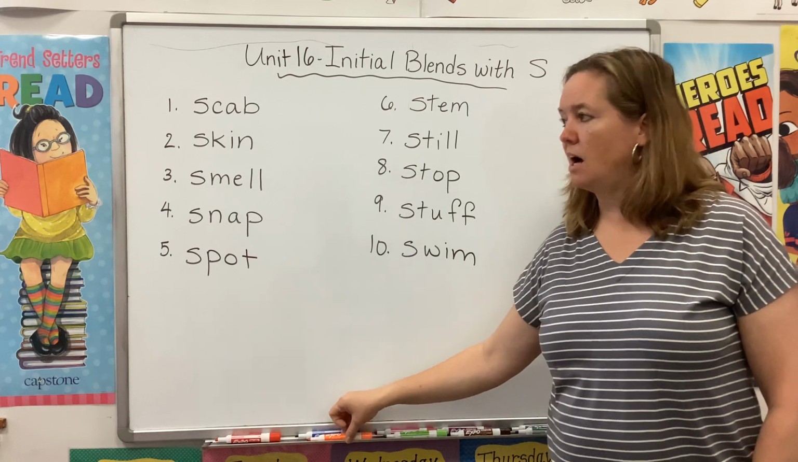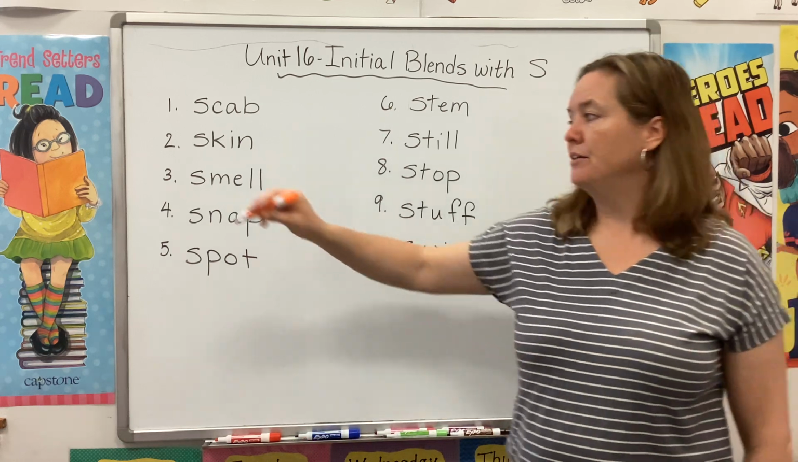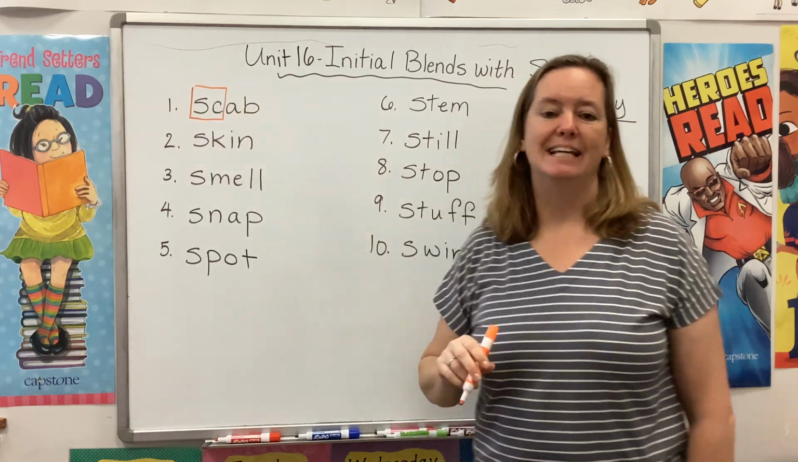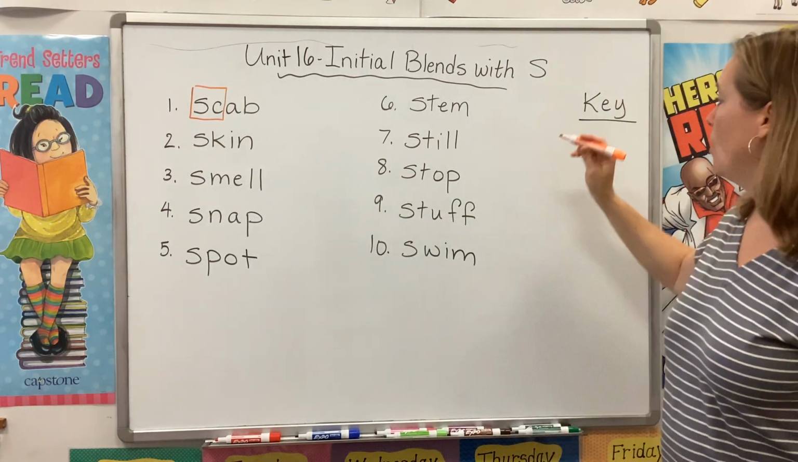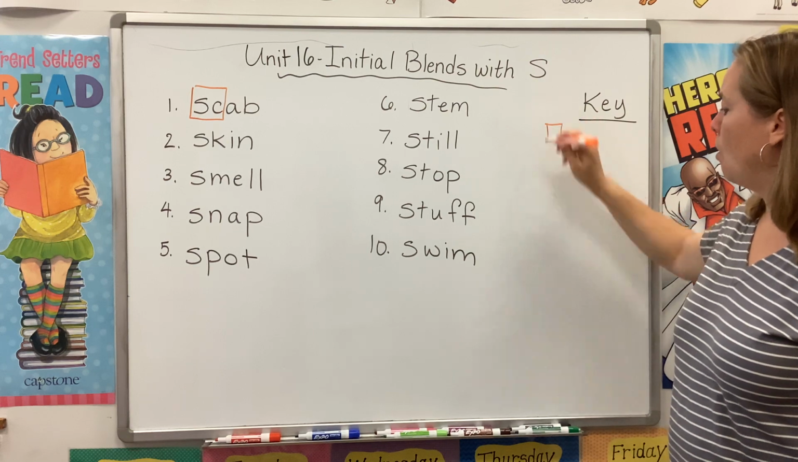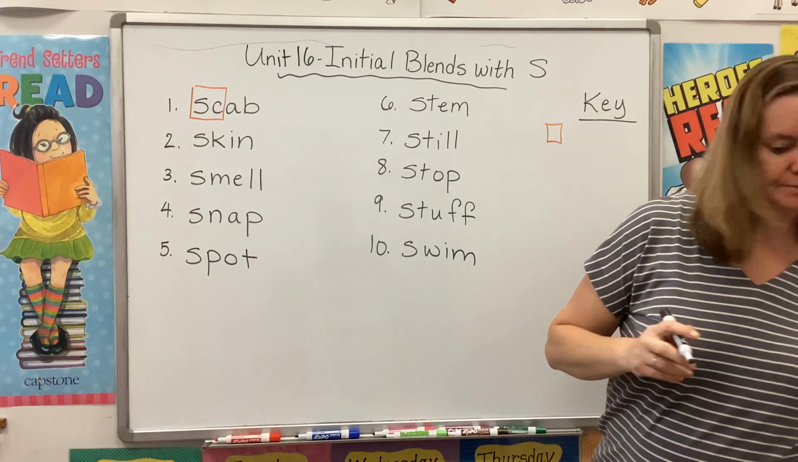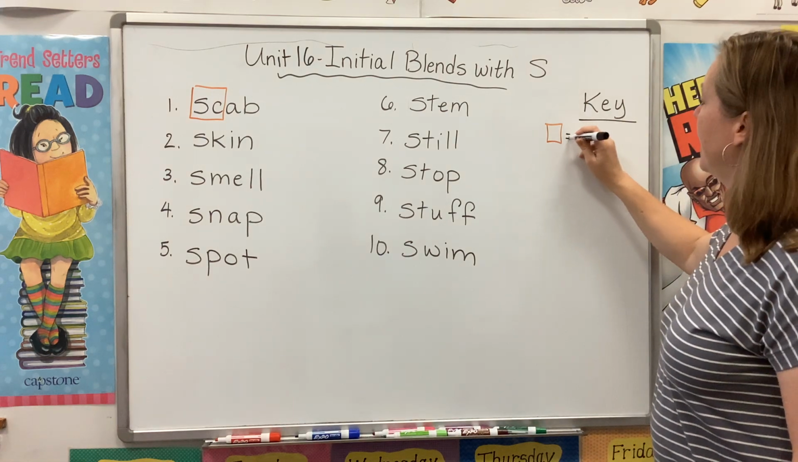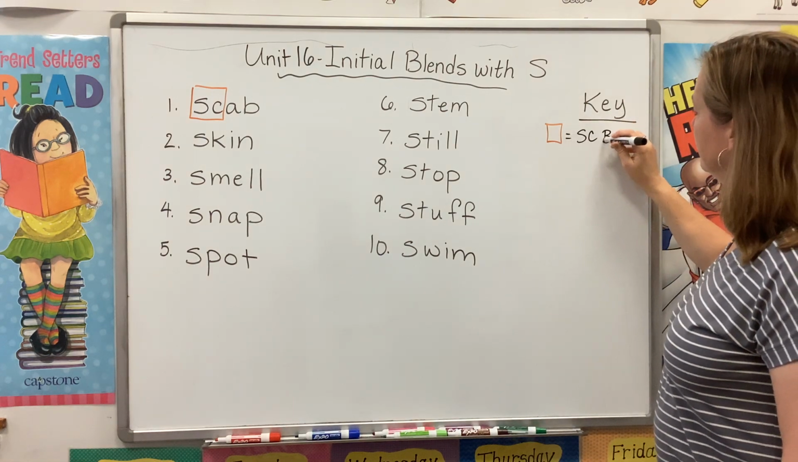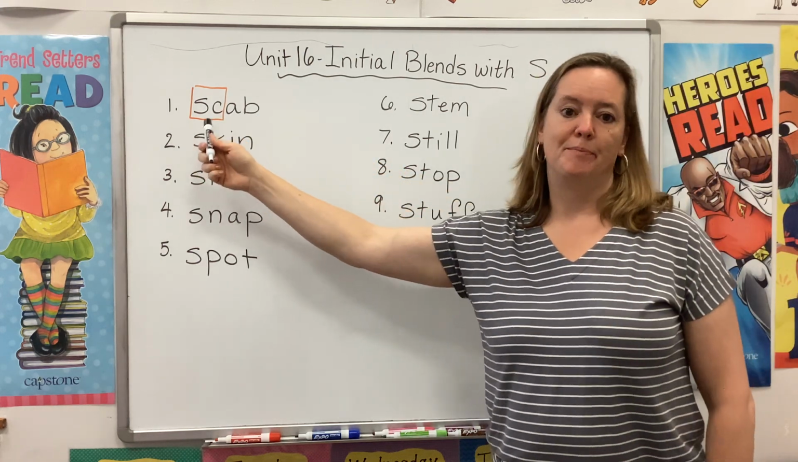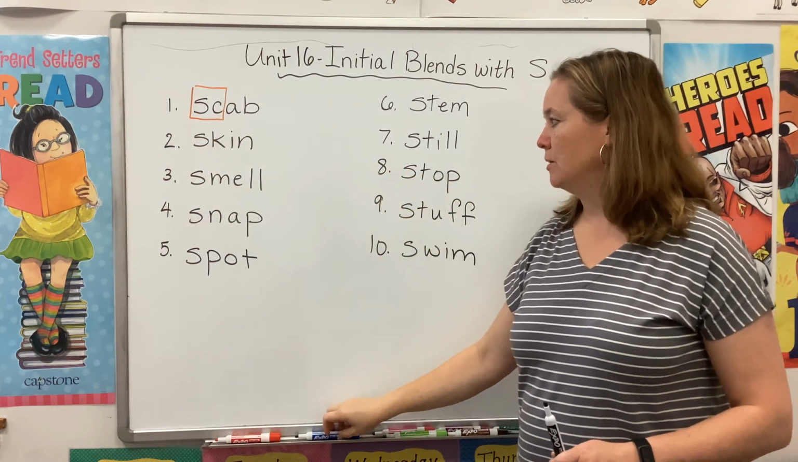So let's choose a color. And the first pattern I want you to notice is the SC in scab. Over in our key, orange box equals SC blend. Now look at our next word.